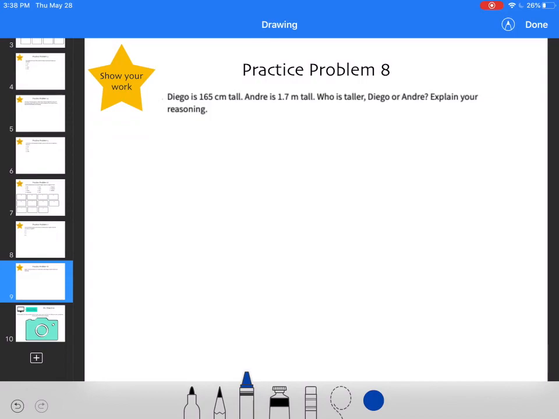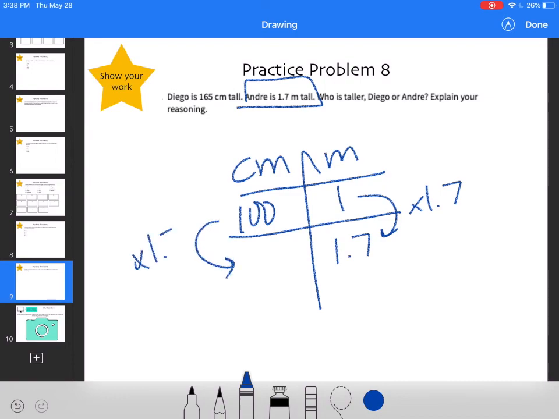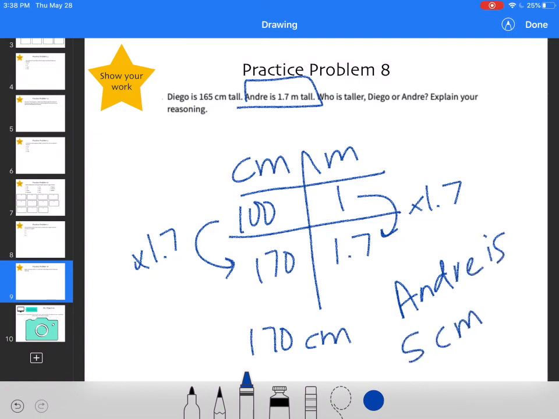Last one we're going to do is Diego is 165 centimeters tall. Andre is 1.7 meters tall. Who is taller, Diego or Andre? So the goal is to change the measurements around so that they're all the same. So I know that I'm going to change Andre's around to be centimeters. So I've got centimeters and meters. So I know there are 100 centimeters in 1 meter. He's 1.7 meters tall, so I'm multiplying by 1.7. I get 170 centimeters. So that means Andre is taller. Andre is 5 centimeters taller.